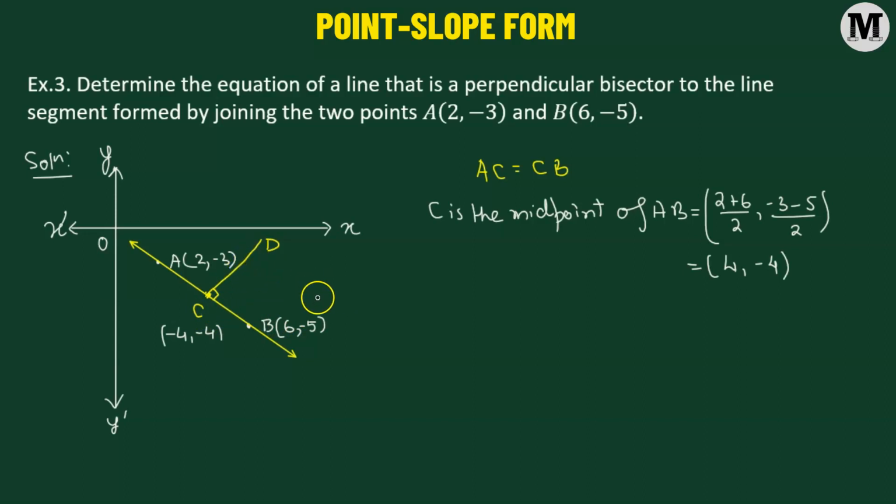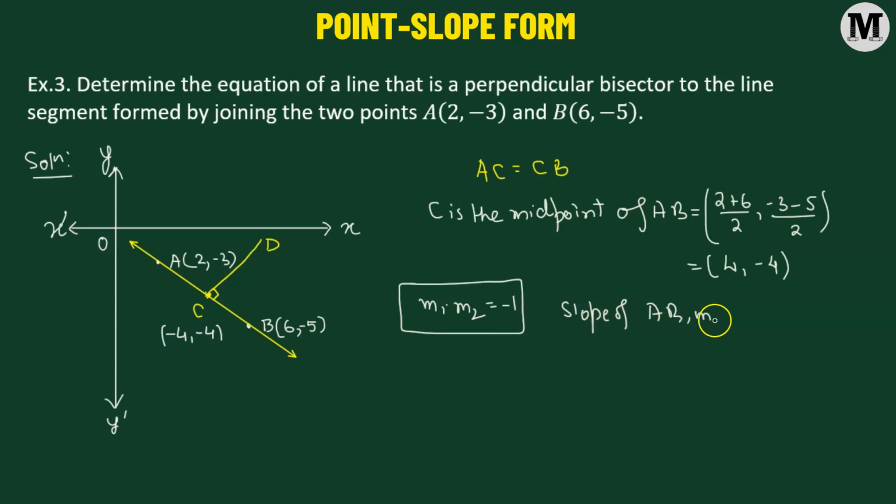Here, we can use the condition that the product of the slopes of two perpendicular lines always equals -1. We know this condition: the product of M1 and M2 equals -1, where M1 represents the slope of one line and M2 is the slope of another line, and the two lines are perpendicular to each other. We're going to use this idea to obtain the slope of CD. So let's begin by first finding the slope of the line AB. We're going to denote it by the letter M1.